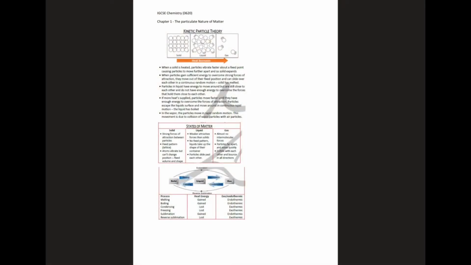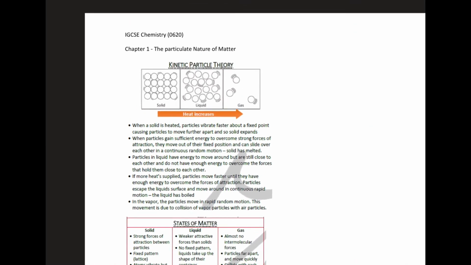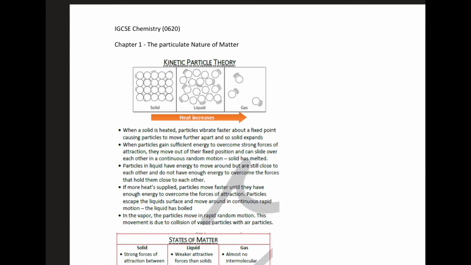First of all, when you see this chapter 1, the particulate nature of matter. Okay, so we have three physical states of matter, which are solid, liquid, and gas. Okay, solid, liquid, and gas. So we have to understand solid, liquid, and gas based on kinetic particle theory. Of course, what is kinetic particle theory? We will see that in details.